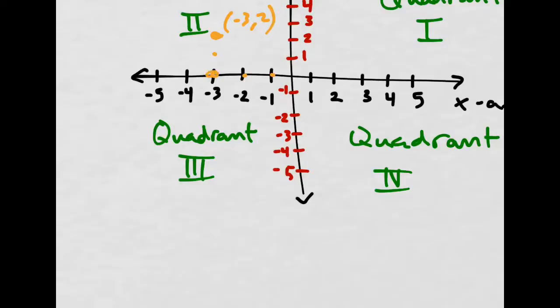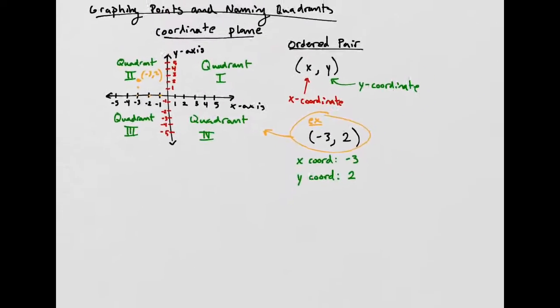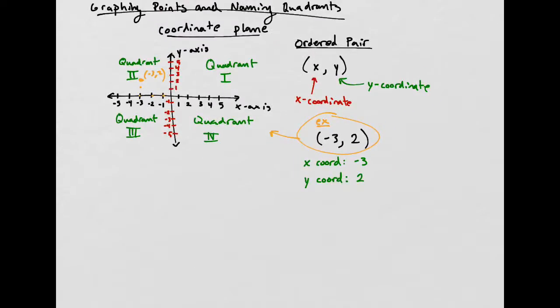They go over and they say, oh, okay, there's one, and there's one. But an ordered pair corresponds to a single point on the coordinate plane. You have to plot both. And we'll look more into that in a little bit.